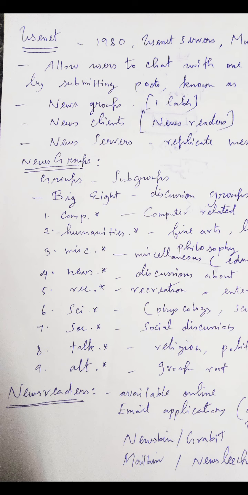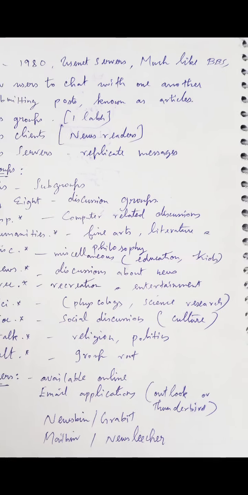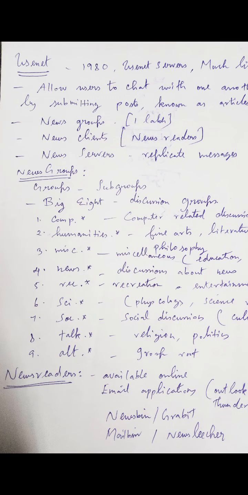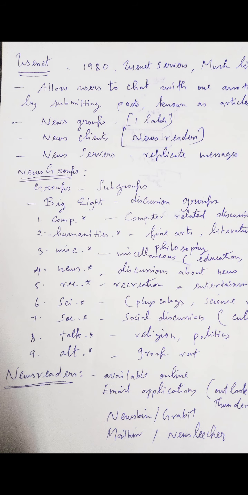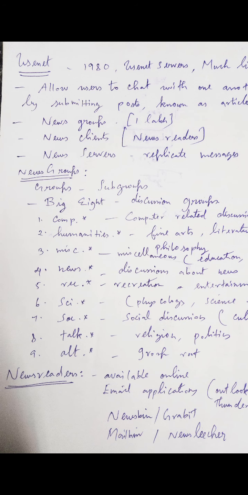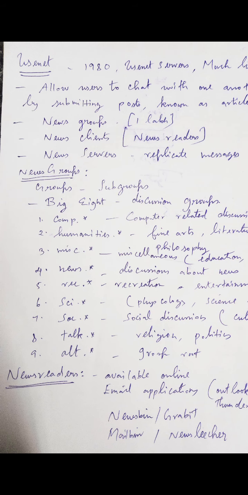Suppose you have something to share, some data to share, we used this Usenet as an option to post your news. It may be on any topic that you want to discuss. Here we have three important things that you have to keep in mind. The first one is news groups, the second one is news clients, and the third one is news servers.